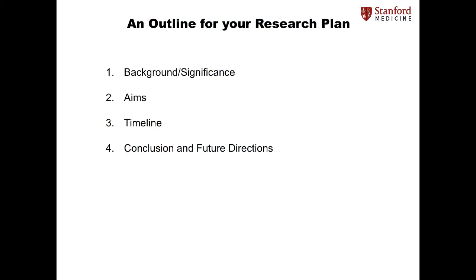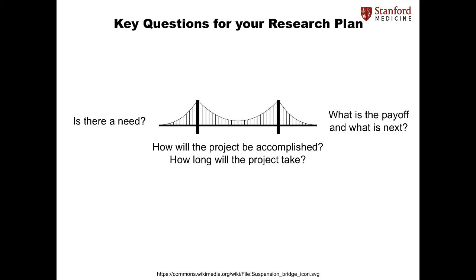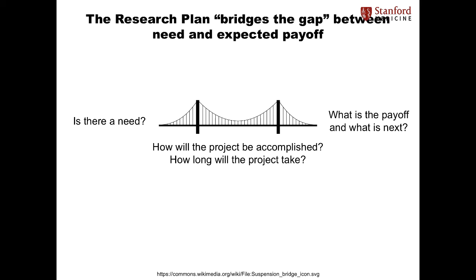Now we've gone through the key sections of your research plan outline, but remember, these sections are based on a set of key questions for your research plan. For example, it should be clear from reading your proposal that there is a need for the project. In addition, there should be an understanding of the payoff and future possibilities that will emerge from the project. It's your job to bridge this gap between the need and the payoff by addressing how the project will be accomplished and how long the project will take. Thus, a good research plan always bridges the gap between the need and the expected payoff.